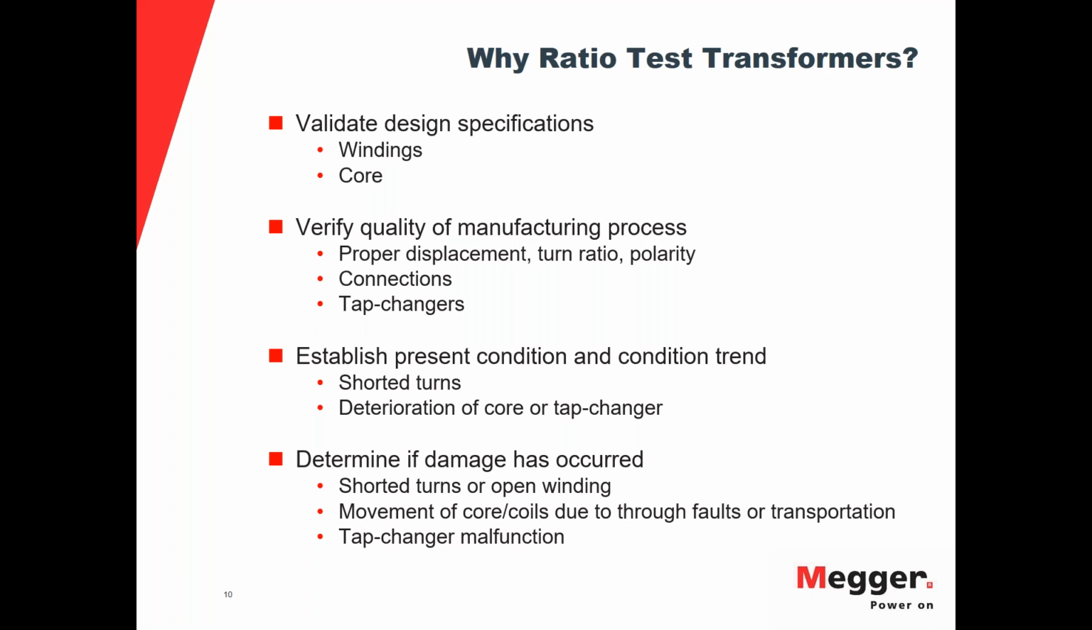So we can do a TTR and make sure that there's no movement of that core and that the coils are still intact, as far as that we don't have any shorted turns. There's no openings. The tap changer is still working as it should. It hasn't malfunctioned or hung up or become damaged.